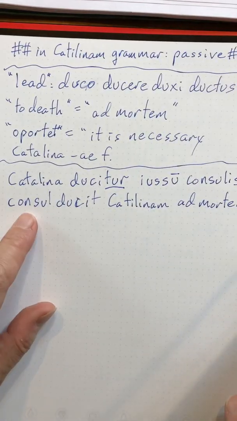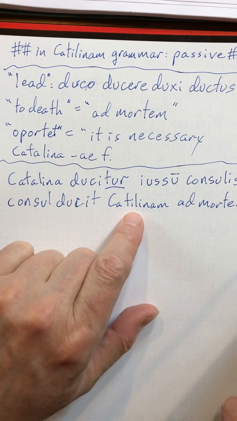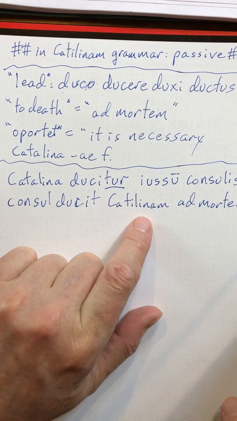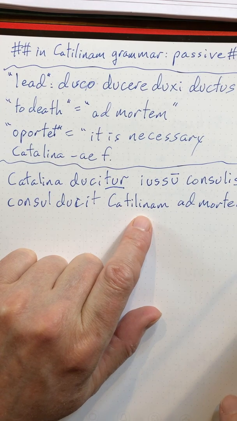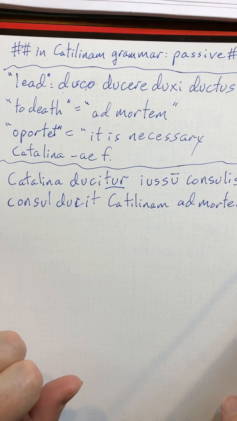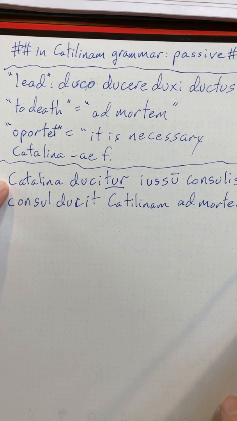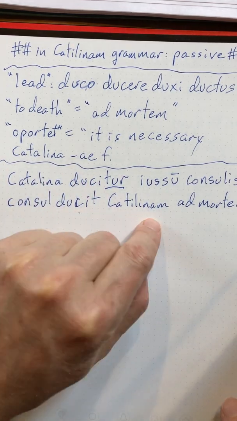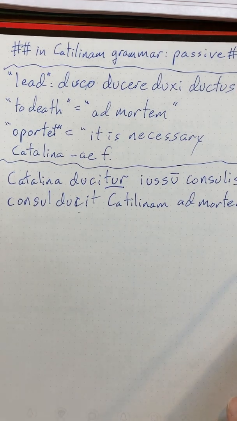Now, the consul is the subject of the verb ducit. Catilinam is the object, and it's in the accusative. But in a sense, this is the same exact idea as the one above. It's just that this is active and this is passive. Catiline is being led. The consul leads Catiline. It's really a flip-flop of the thing.